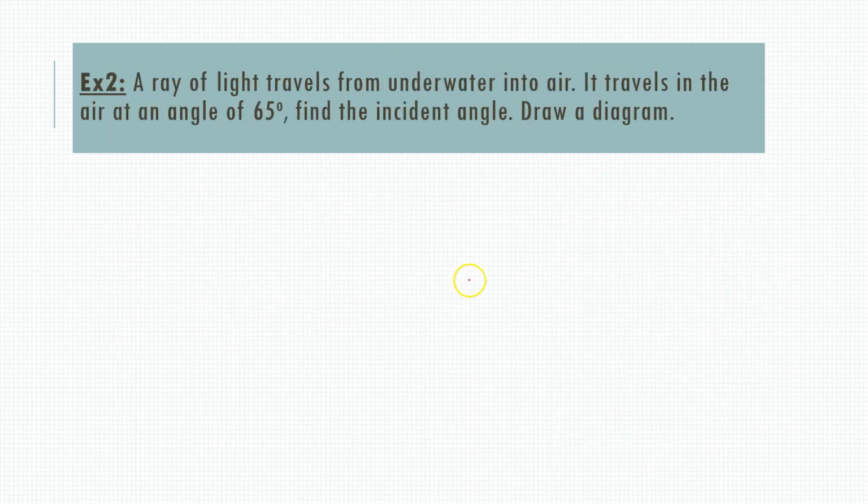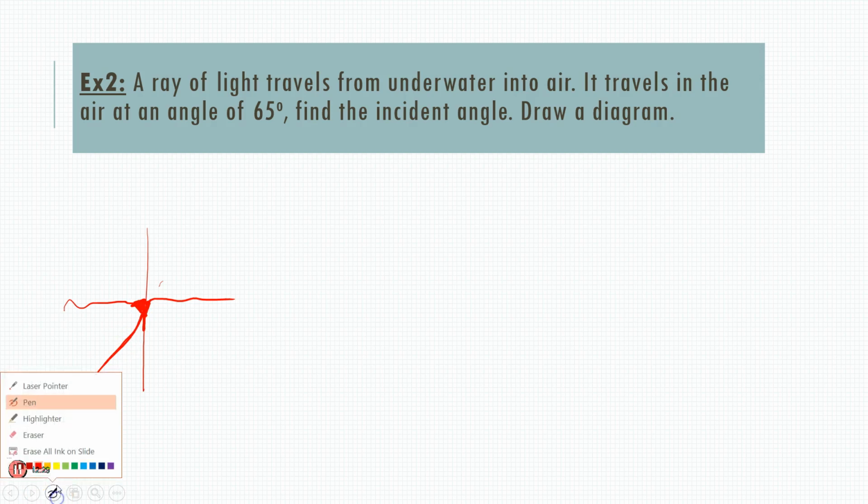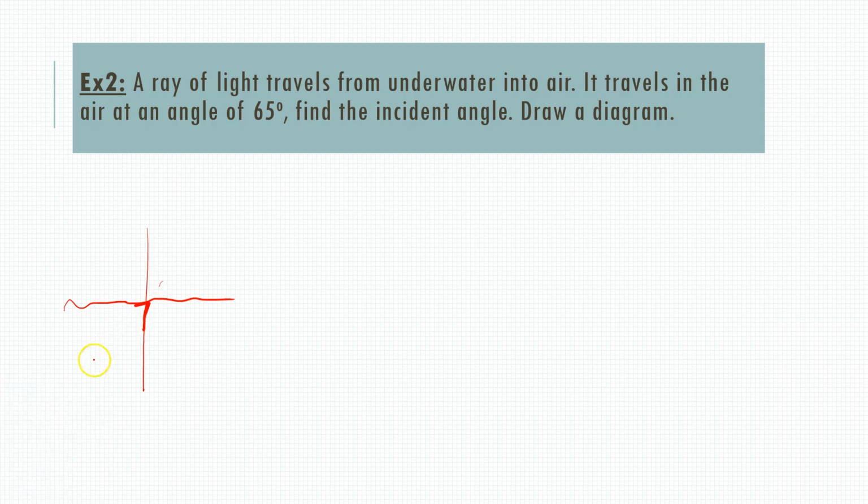A ray of light travels from underwater into air. So there's our water. Here's our normal. It's traveling from underwater. Oh, that's a really bent ray right there. Oh, well, close enough. It travels in the air at an angle of 65 degrees. So here's our incident angle right here. That's still really bad. It's going to bug me. We'll see if we can improve here for the sake of me. There we go. There's our incident angle.